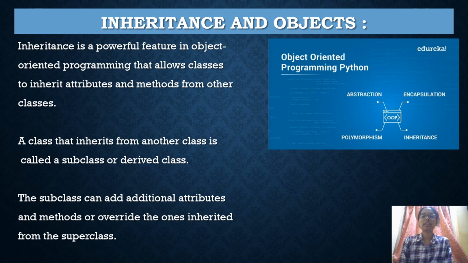So now let's discuss inheritance and objects. Inheritance is a powerful feature in object-oriented programming that allows classes to inherit attributes and methods from other classes. A class that inherits from another class is called a subclass or derived class. The subclass can add additional attributes and methods or override the ones inherited from the superclass.